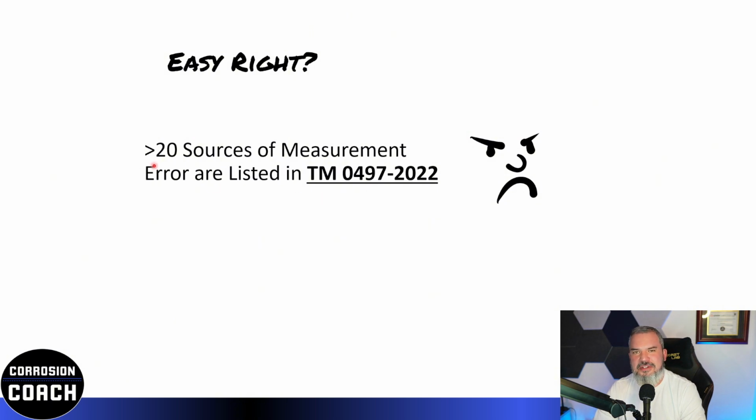It does list, we talked about error in that reading, that blood pressure reading, pipe-soil reading. It does list greater than 20 sources of measurement error. Those are just identified ways that we can introduce error into that measurement. A lot of the ones listed are really easy to overcome. Some of them not so much. So just keep that in mind, but great reference for you, especially if you're a corrosion control person. Get a hold of that and get to know it.